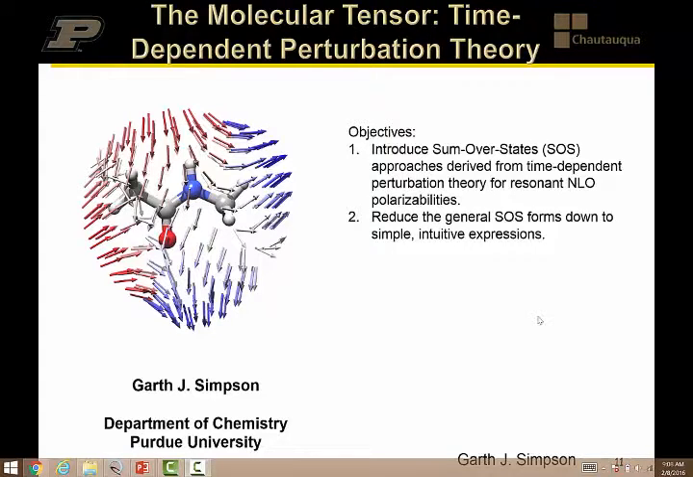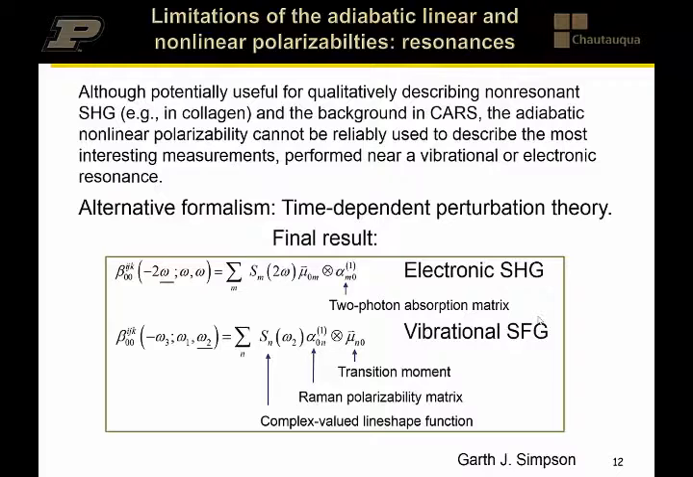Next, we'll consider a more rigorous description of the nonlinear polarizability at the molecular level based on time-dependent perturbation theory. This is more quantum mechanically founded, although the physical origins are still derived from this polarizability model, where we have electric fields that can slosh around inside a molecule that are enhanced close to electronic or vibrational resonance. So this allows us to address some of these limitations of the adiabatic polarizability.